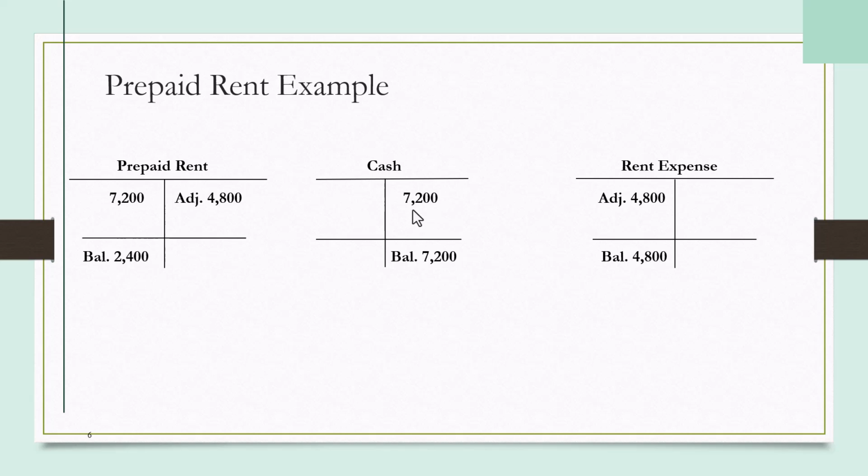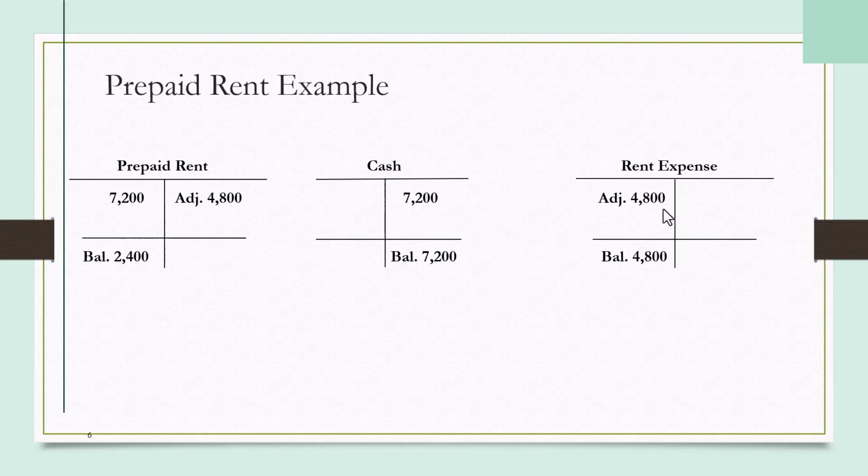And then more than likely cash would have other transactions. But I just went ahead and put the balance as a $7,200 credit, even though typically cash has a debit ending balance. So just know that there would normally be other transactions here in cash.